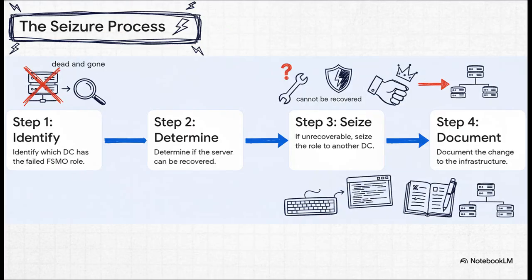The process has to be super methodical. First, you have to be 100% sure the original server is dead and gone. Second, you confirm there's no way to recover it. Third, you get on the command line and you forcibly seize that role, assigning it to a healthy domain controller. And finally, you document everything, because this is a massive change to your environment.